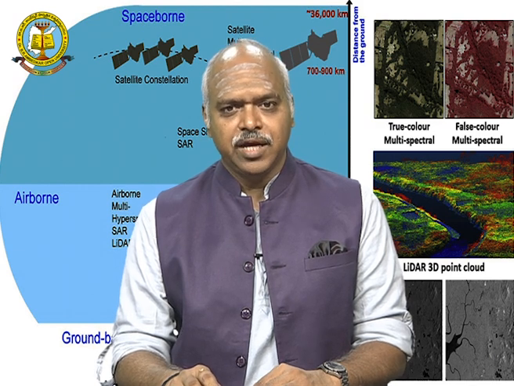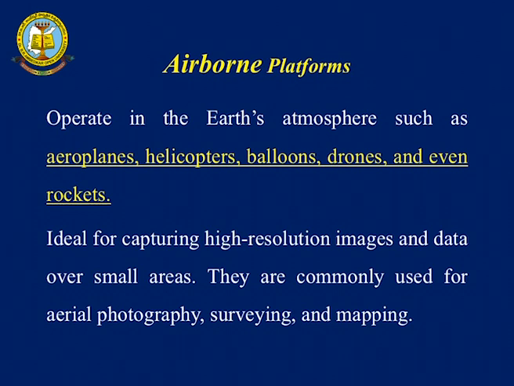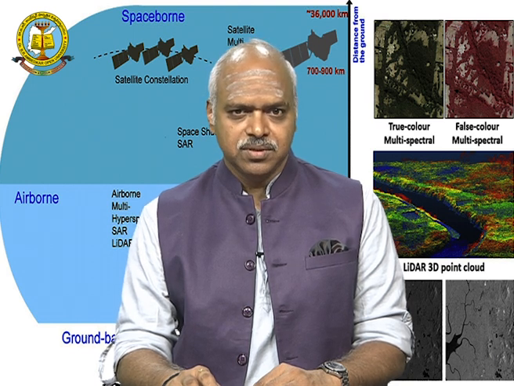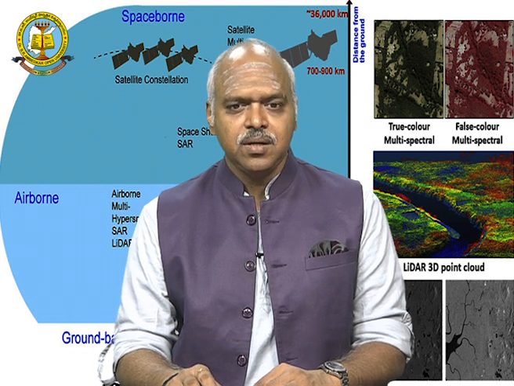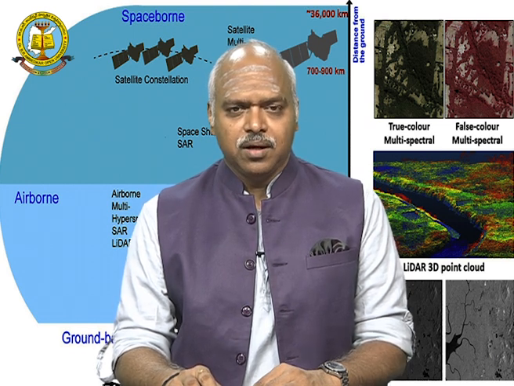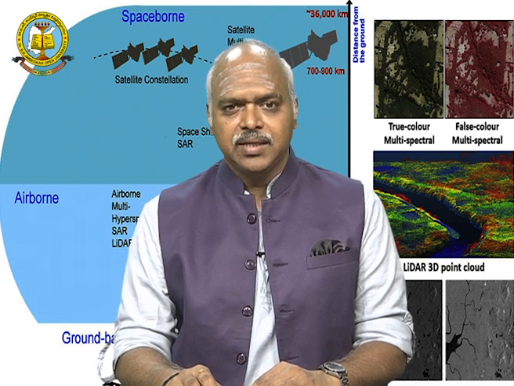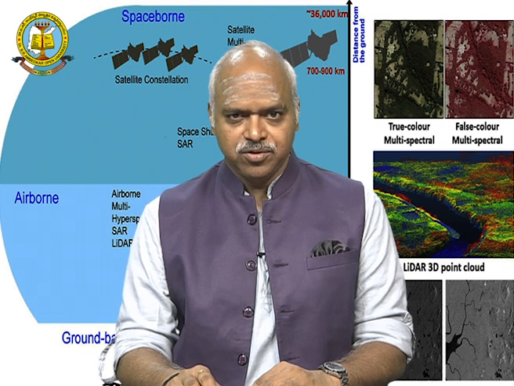Next, we have airborne platforms, which are platforms moving in the atmosphere. Typically, these vehicles operate in the atmosphere, and they include aeroplanes or helicopters, and in some cases we also use rockets, which ascend up to almost 600 to 2600 meters in height. These airborne platforms are also at a fairly low altitude compared to the ground terrestrial ones, and they also provide us very good high resolution data sets.